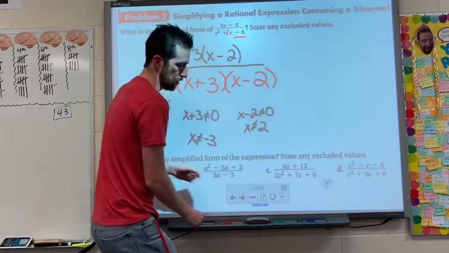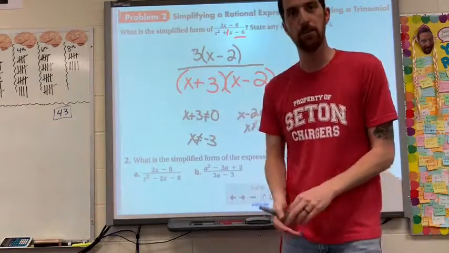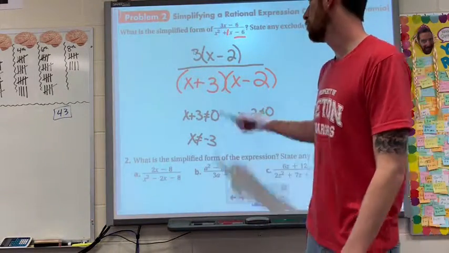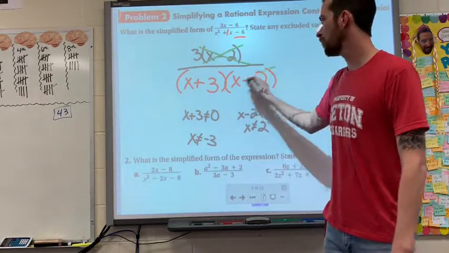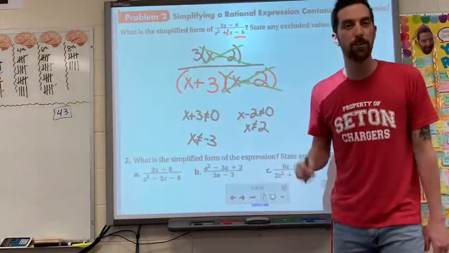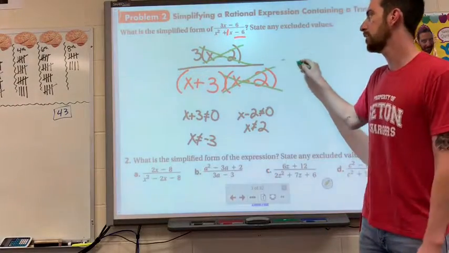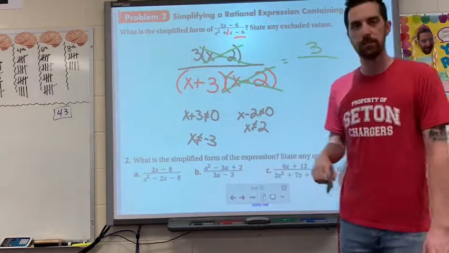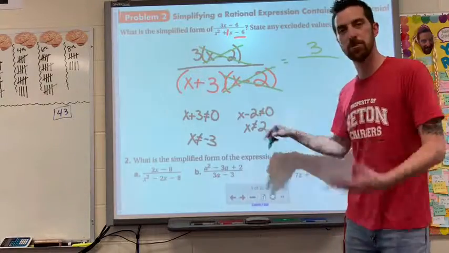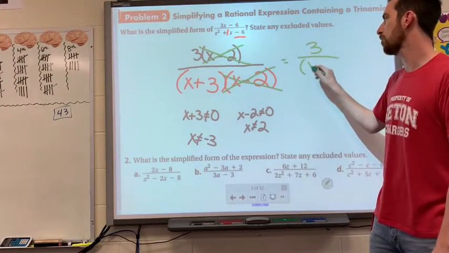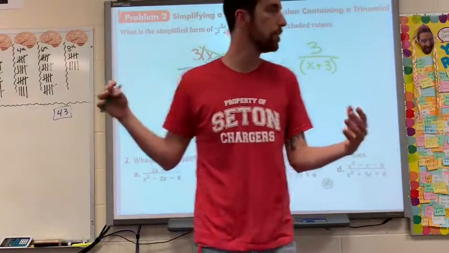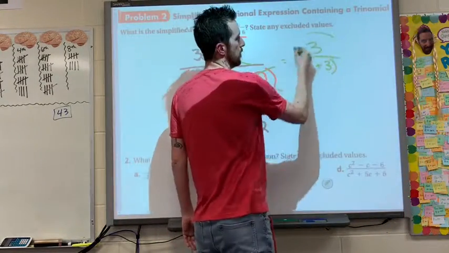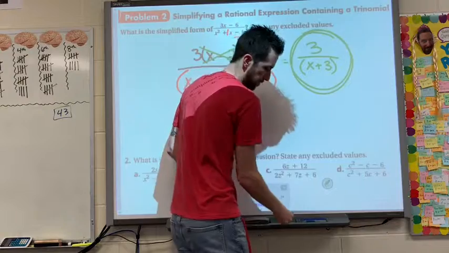So now let's cross some stuff off. What do you see in common in the numerator and denominator? Boom, x minus 2, x minus 2. So all we have left in the numerator is 3. All we have left in the denominator is x plus 3. If you want to write it with parentheses, go for it. If you don't, that's fine too. In this case, it doesn't matter. So there it is, simplified all the way.